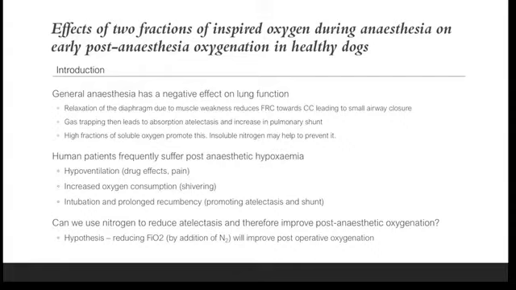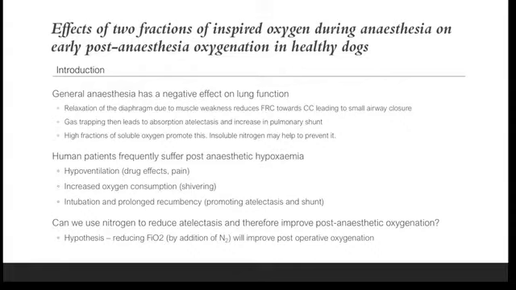So highly soluble gases such as oxygen or nitrous oxide move easily from the alveolus into the capillary circulation, and therefore they promote this absorption atelectasis, whereas insoluble nitrogen can help to prevent it because it doesn't very readily cross the alveolar barrier.